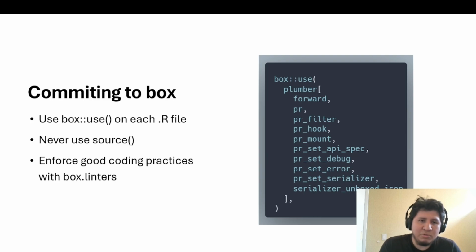On top of that, we use the box.linters package. This was developed by the Epsilon team, and we use this to enforce good coding practices. In this particular example, you can see that the functions we import from Plumber are listed in alphabetical order. So later, when we want to remove or add a new one, it's pretty easy to find which line we should focus on to do it.